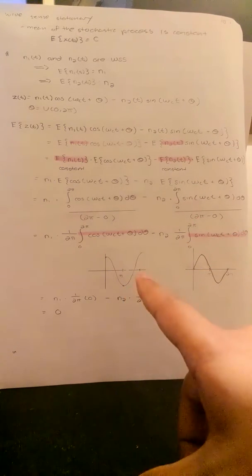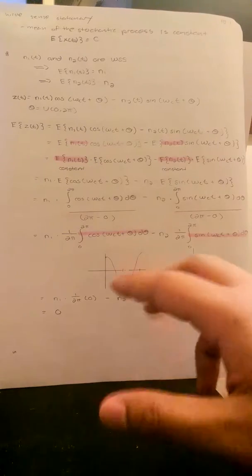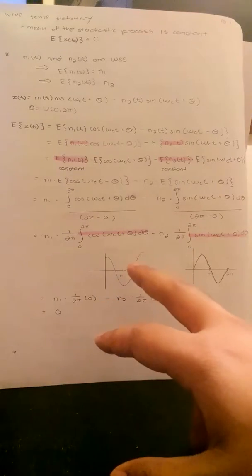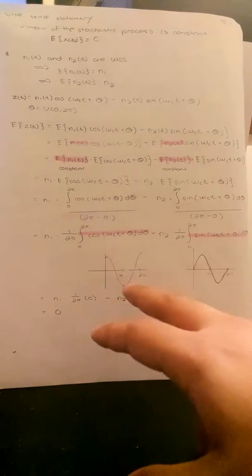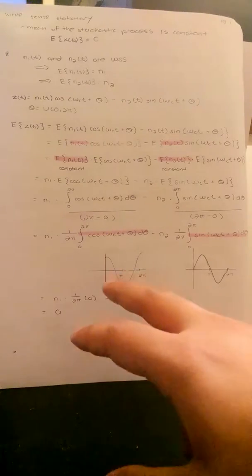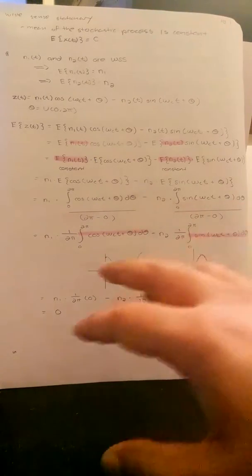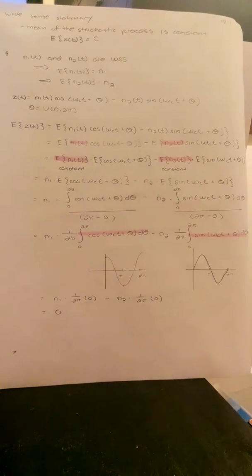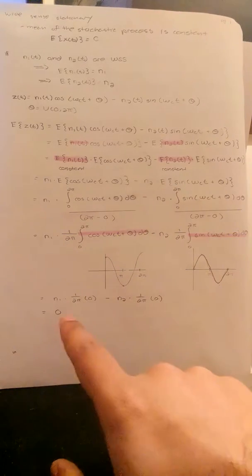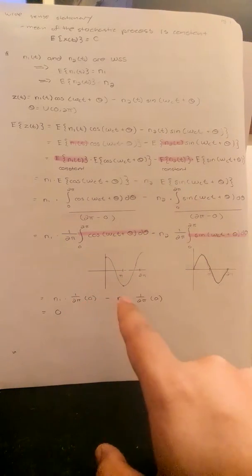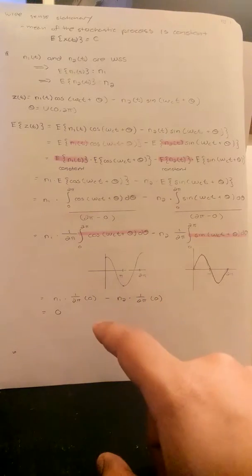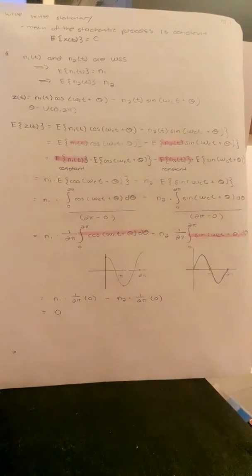I have quick sketches of what the graphs of cosine and sine look like, ranging from 0 to 2π. We know that over that interval both integrals equal 0, so we can ignore them. So basically we're going to have n1 times 1 over 2π times 0 minus n2 times 1 over 2π times 0, which equals 0 minus 0, which equals 0.